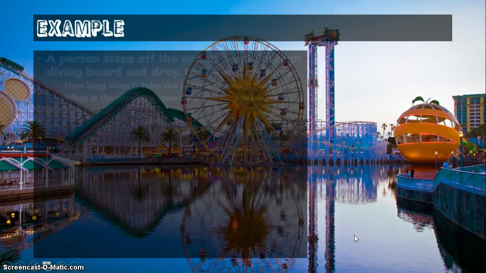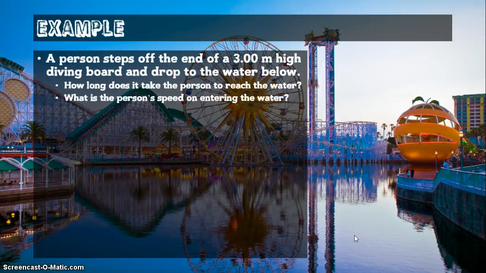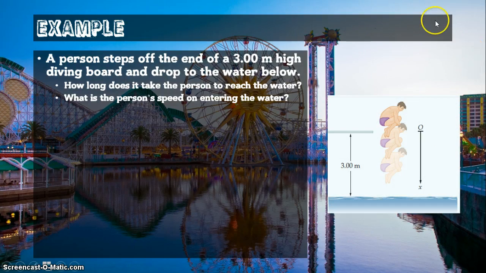So let's look at an example problem here. Let's say a person steps off the end of a 3-meter high diving board and drops to the water below. How long does it take the person to reach the water? What is the person's speed on entering the water? So here it's a simple problem where the diver is stepping off the board. There's no upward and downward motion. So let's just go ahead and call the downward motion positive, since all we're dealing with is a straight downward path.